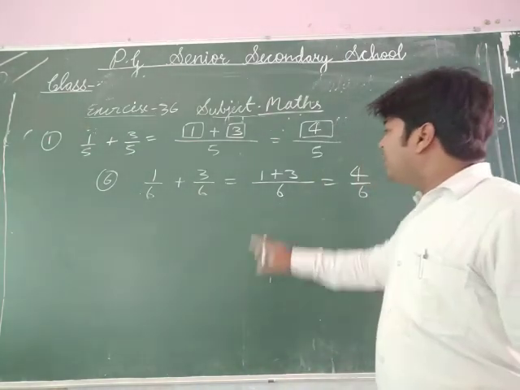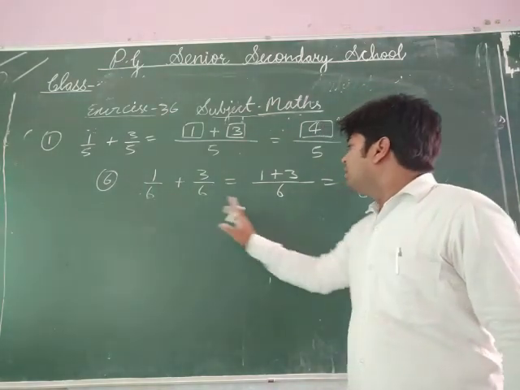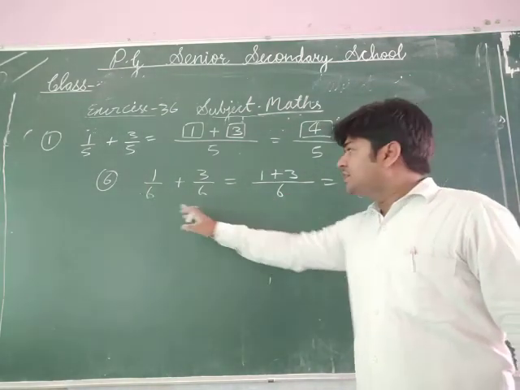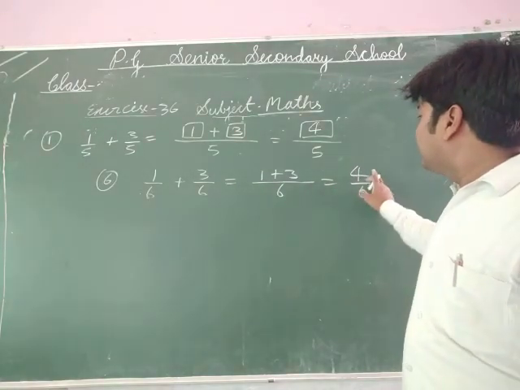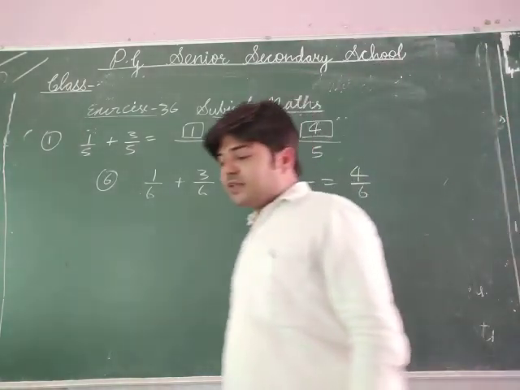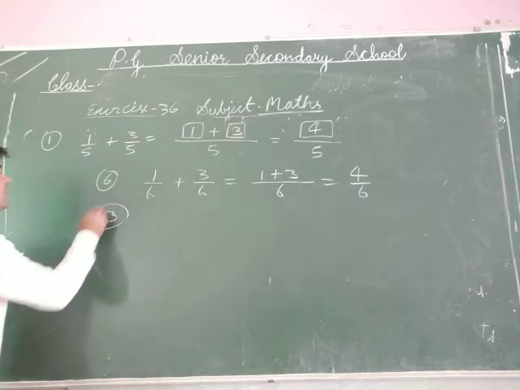Okay, simply you have to add the numerators upside and you have to write one denominator, which is 6, downside. Okay, so 1 plus 3 equal to 4/6. Like this you can add. Okay, question number 13. What is question number 13?